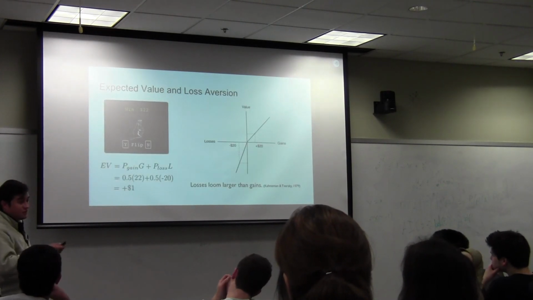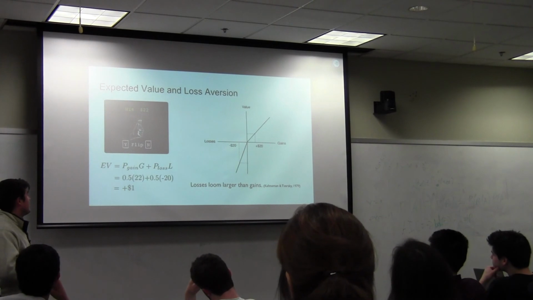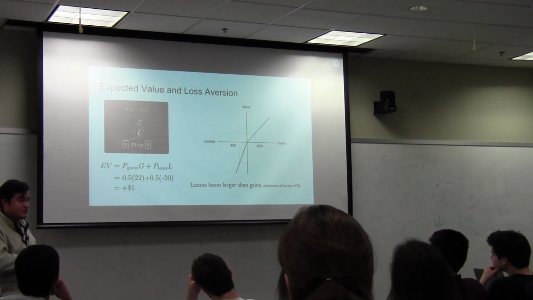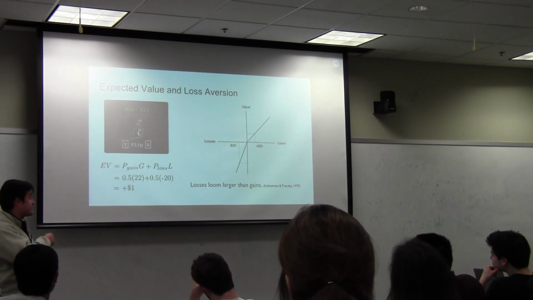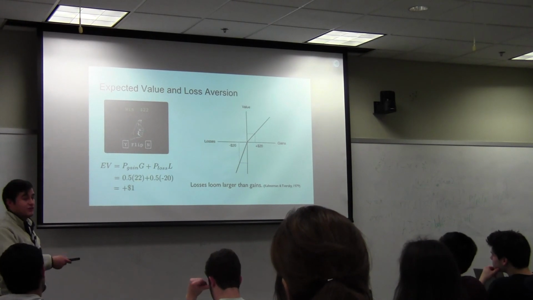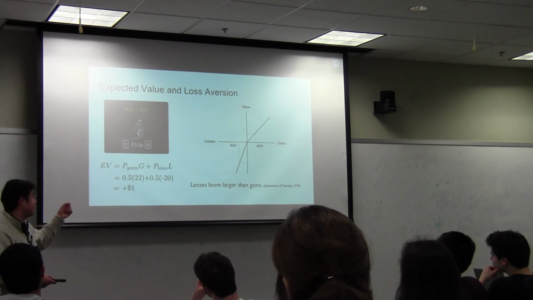So just to talk a little more about the loss idea here. So, expected value and loss aversion. You guys should know the expected value formula. It's really simple. It's just the probability of a gain times that gain, plus the probability of a loss times the loss value, in which case here the loss value would be negative.